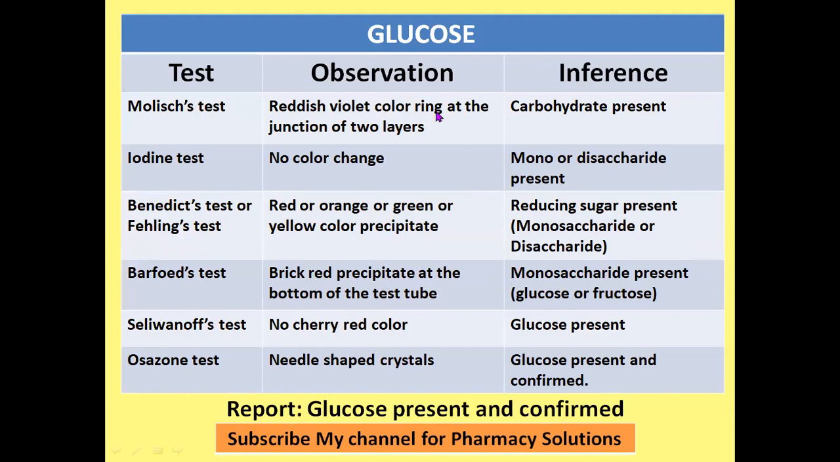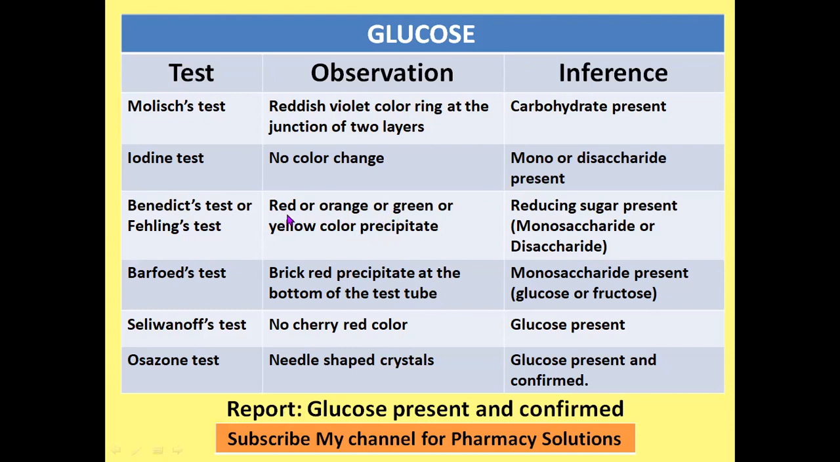So Molisch test, reddish violet ring, carbohydrate present. Iodine test, no color change, mono or disaccharide. Benedict's test, red or orange or green. When you do this test, I have seen many students writing red or yellow, orange or green or yellow color precipitate. Don't write like that. Write which precipitate you are observing. You may get red, then you write red precipitate. Don't write red or yellow or orange. Not all the precipitates will be seen at a time. So you write red.